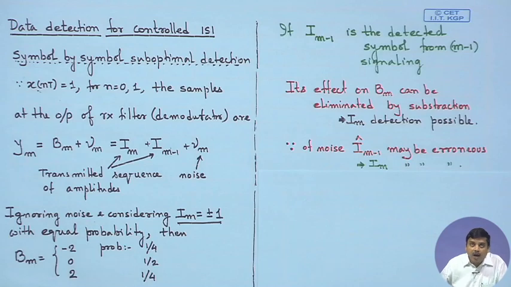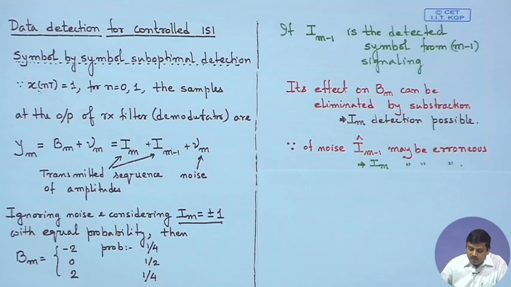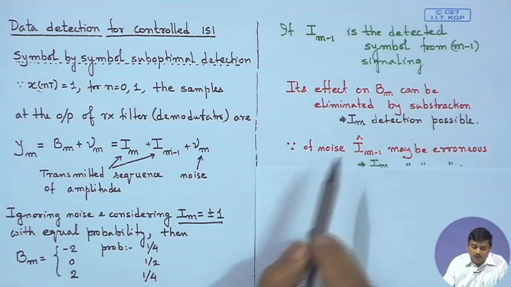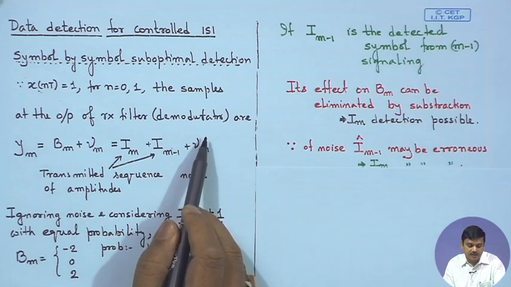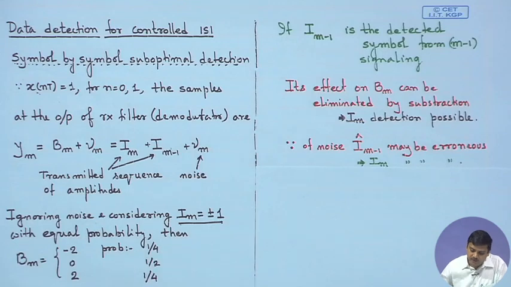Now, because of I m minus 1, there can be an error in detection because of noise. We have discussed how noise affects the detection, and there is a detection probability and a probability of error. Therefore, I m may also be erroneous. Once I m is erroneous, the next symbol may also be erroneous, and so on and so forth. This situation is known as error propagation. So, we would like to see if it is possible to remove this error propagation.